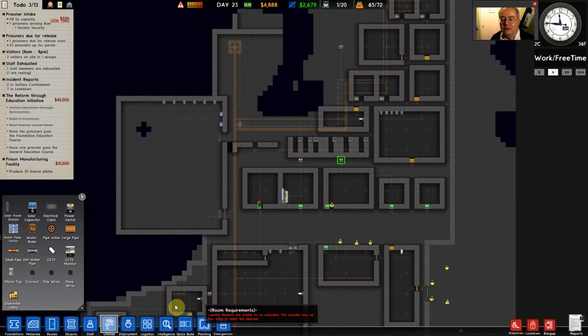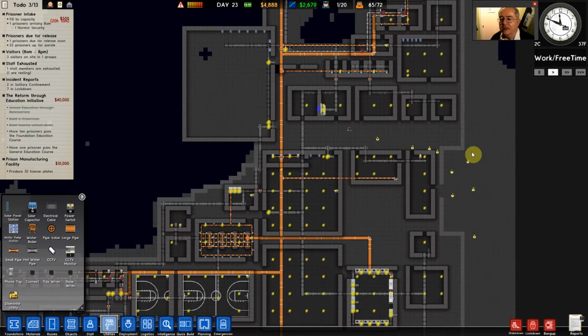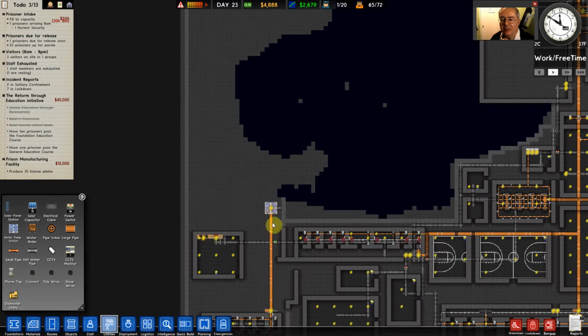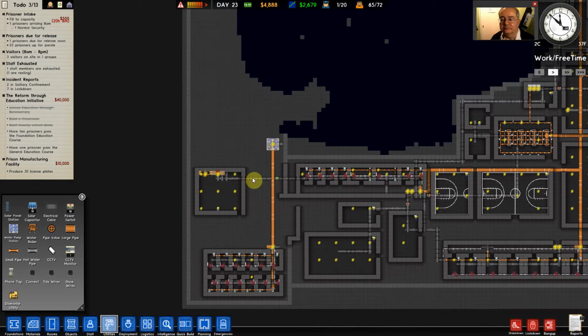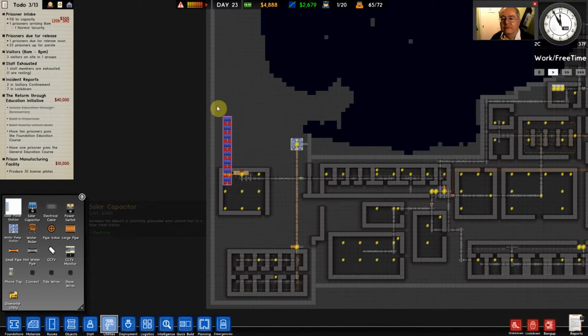Close. So I think I'm cutting off a good chunk anyway. So let's now put a solar panel in, somewhere well away from the flipping... Oh, I no longer have enough funds.